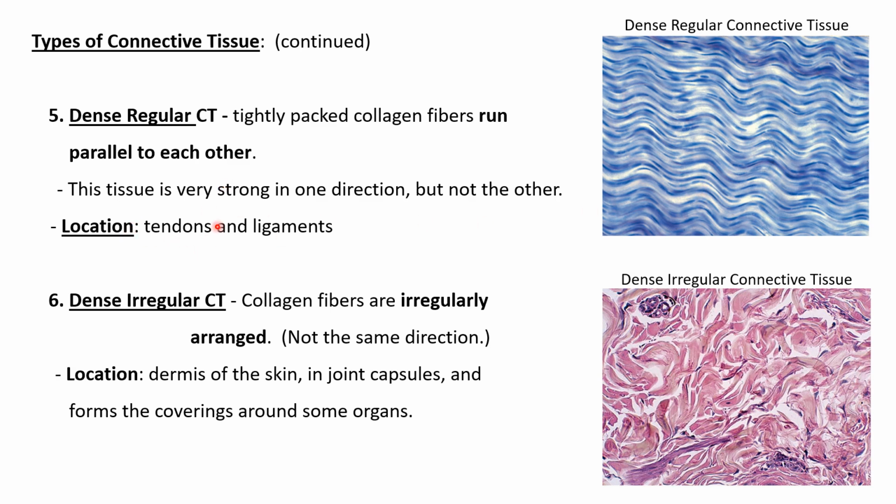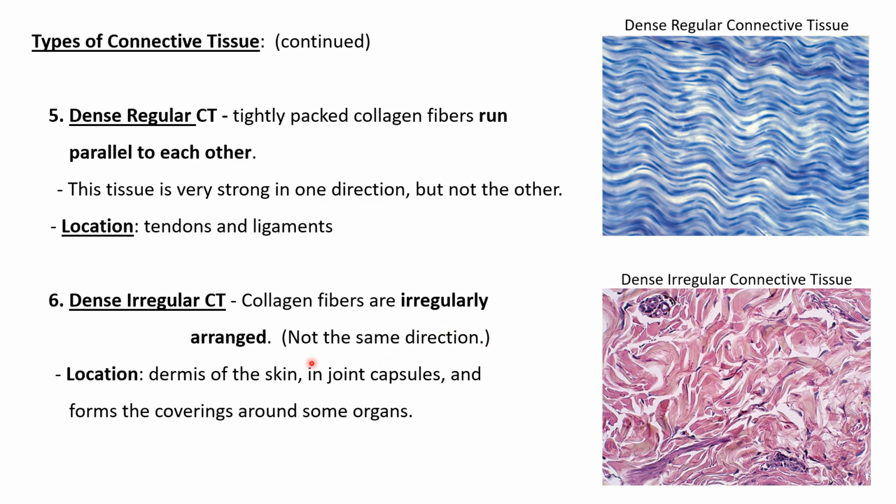This would be found in the tendons and ligaments. So this would be the part from the chicken meat on the drumstick that's holding the meat to the bone, the little white part, because collagen is a white fiber. So here's dense irregular connective tissue. The collagen fibers are very tightly packed together, but they are in an irregular arrangement. They're not all the same direction. So this is the dermis of the skin, the joint capsules also, and forming the coverings around some organs.